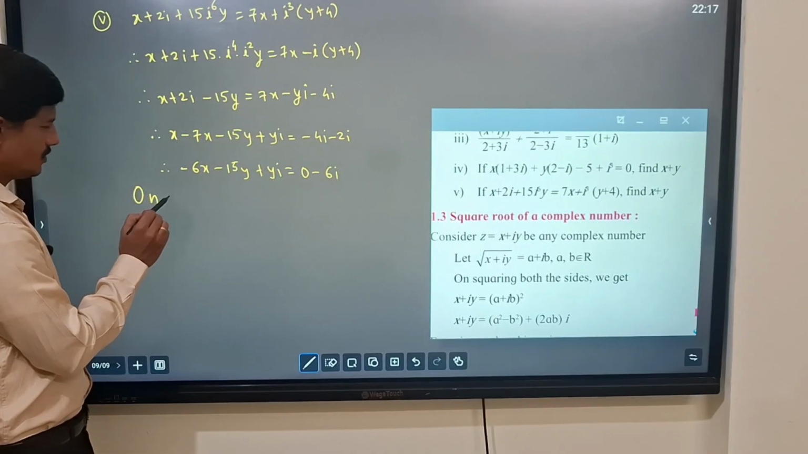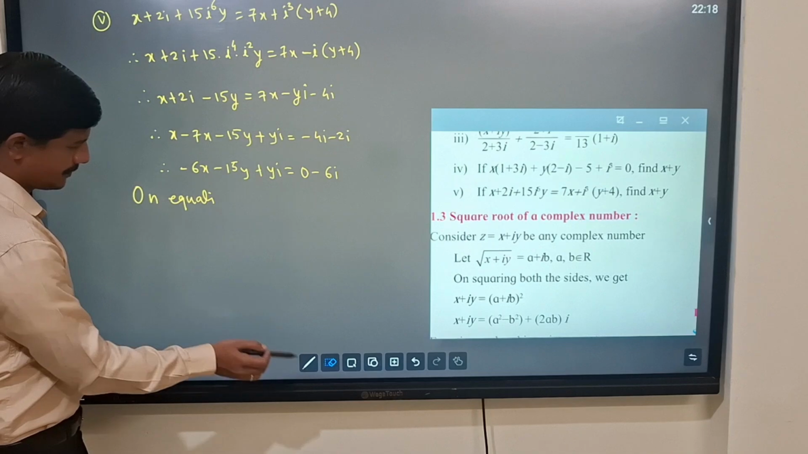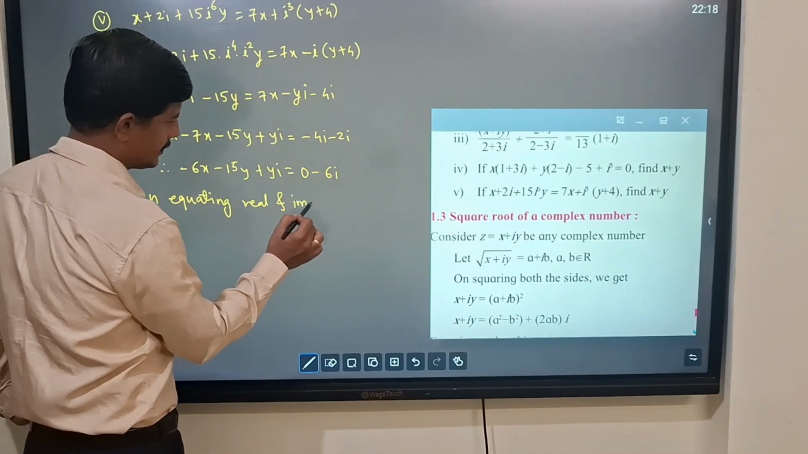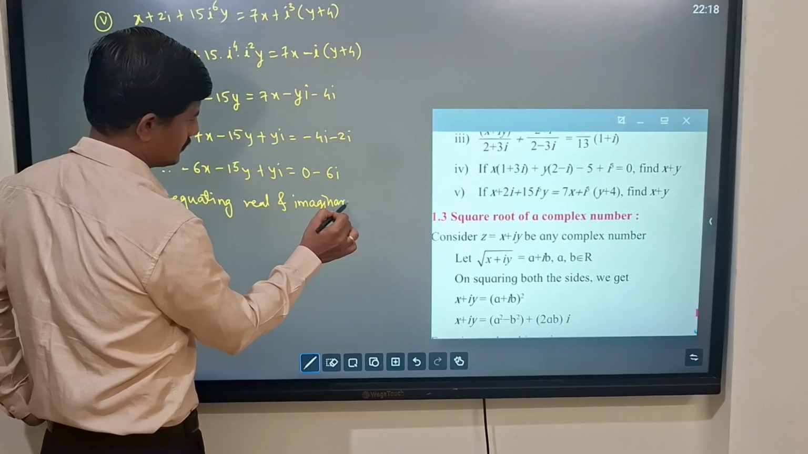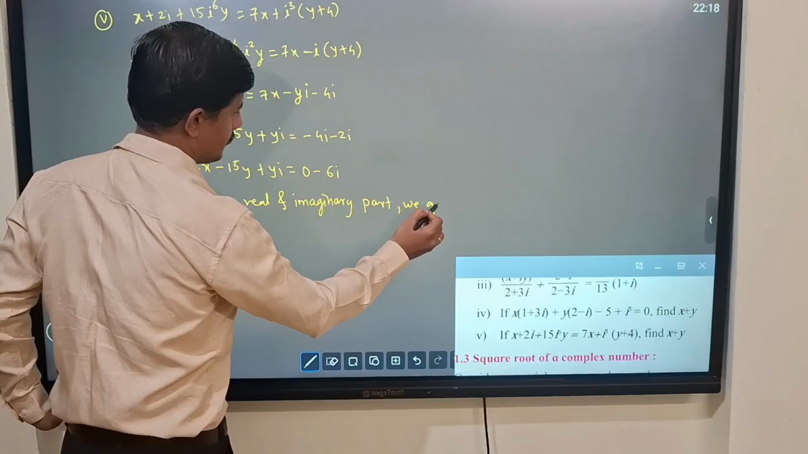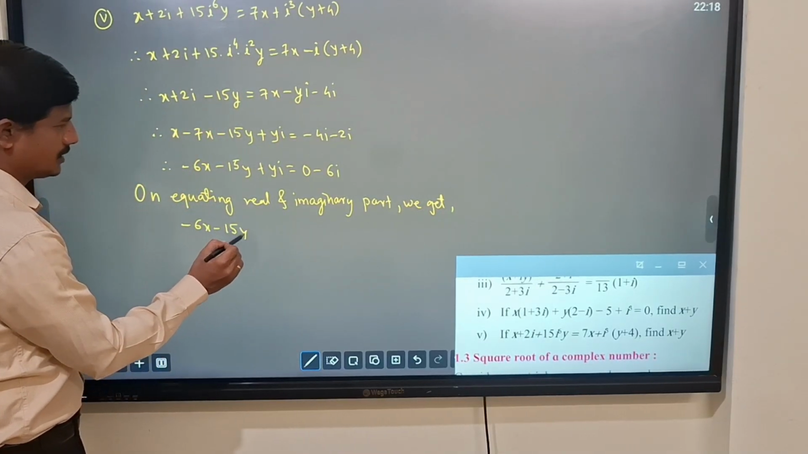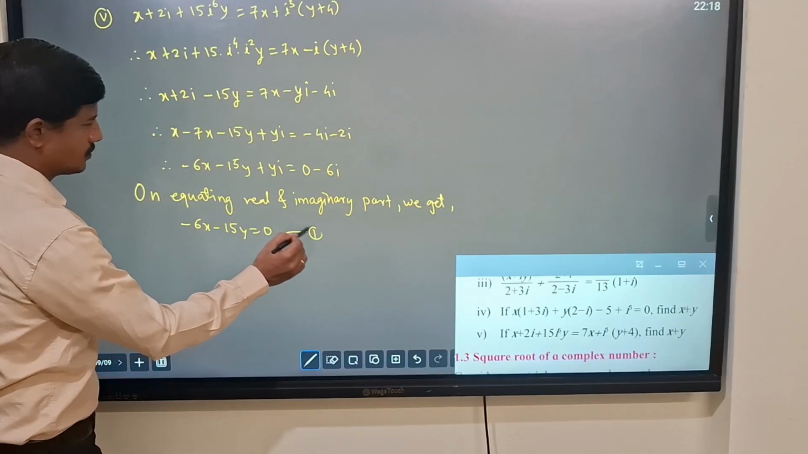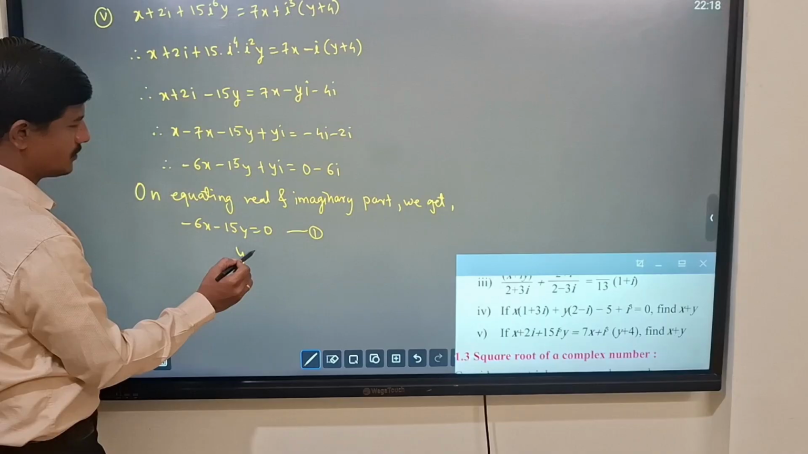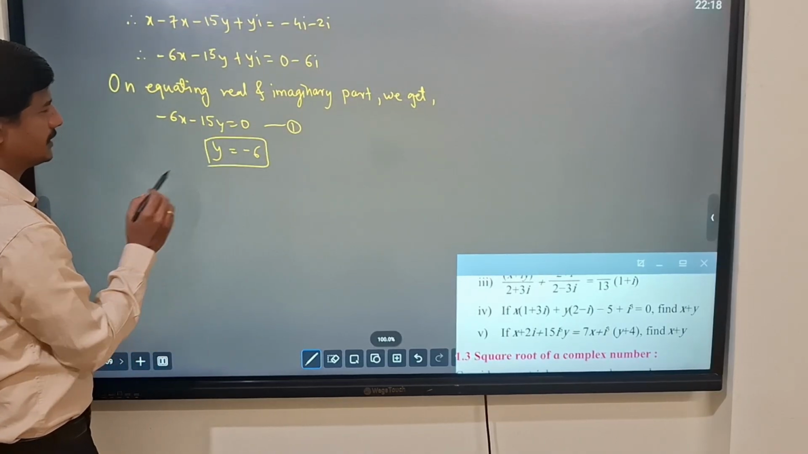Now on equating real and imaginary part, we get minus 6x minus 15y equal to 0. This is equation 1. And second, imaginary part, y equal to minus 6. Okay, this is y equal to minus 6.